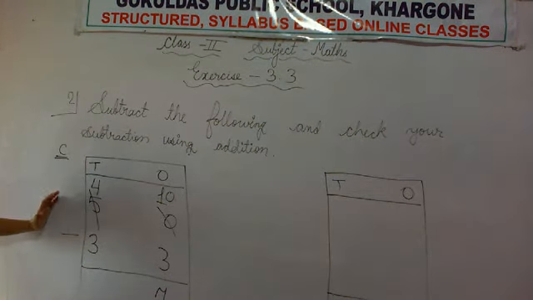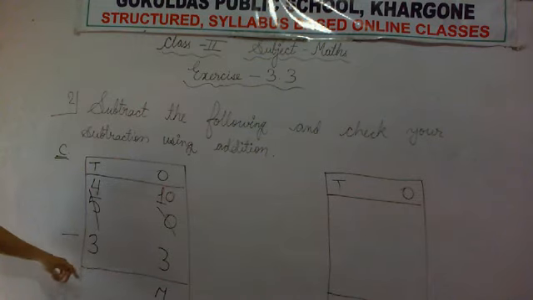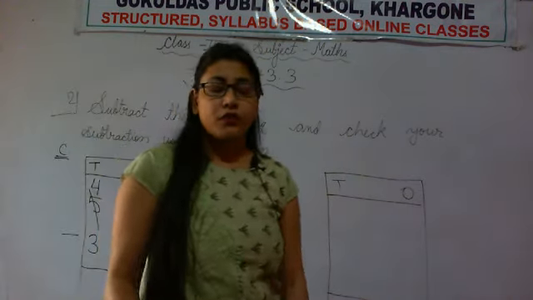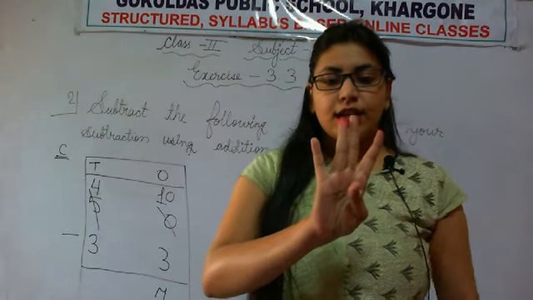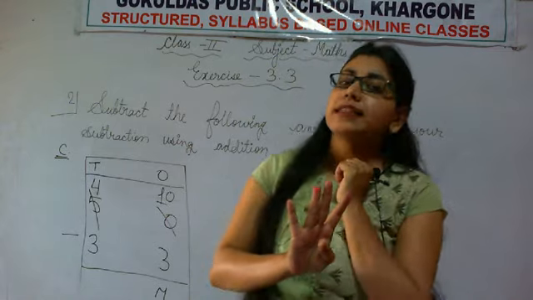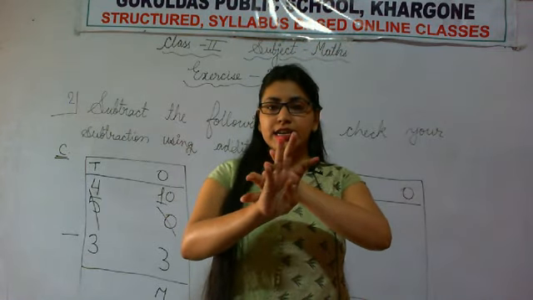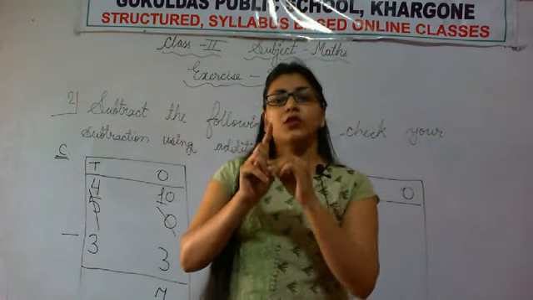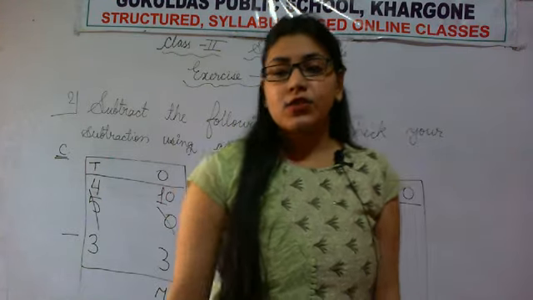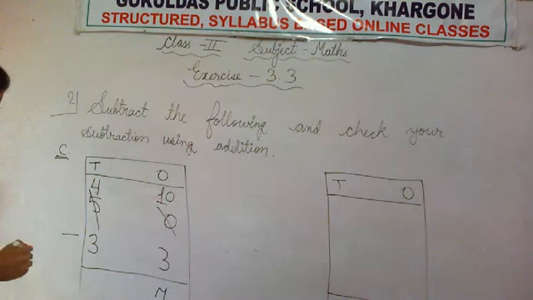Now moving towards the tens column. 4 minus 3. So first of all we'll open 4 fingers. 1, 2, 3, 4. 4 fingers are there. Minus 3, it means we'll take away 3 fingers. 1, 2, 3. How many fingers left? Only 1. So we will write the number 1.